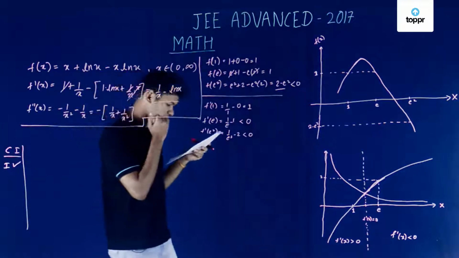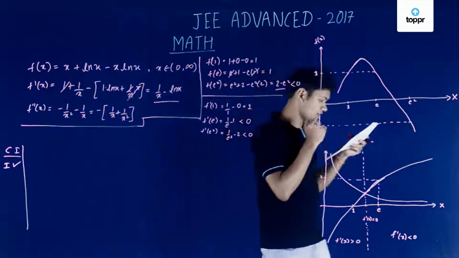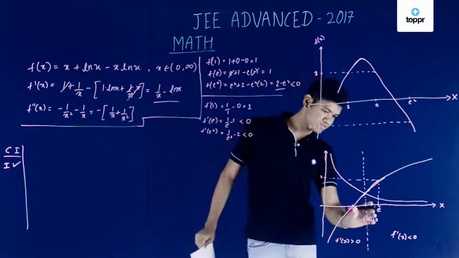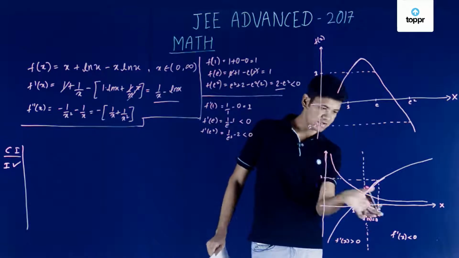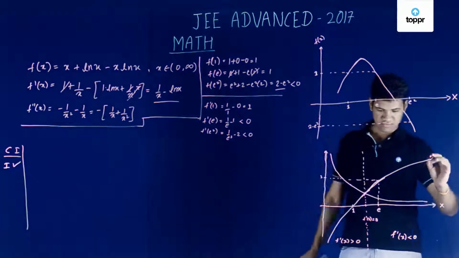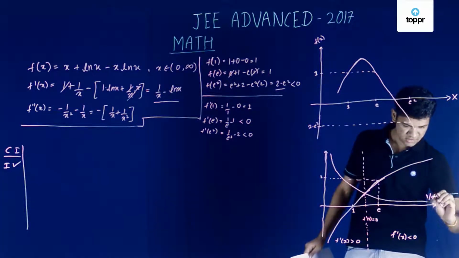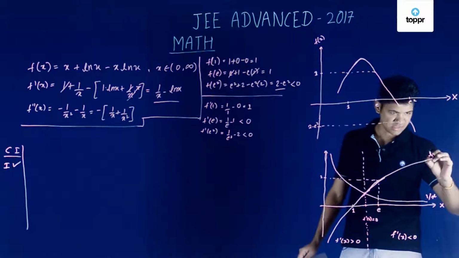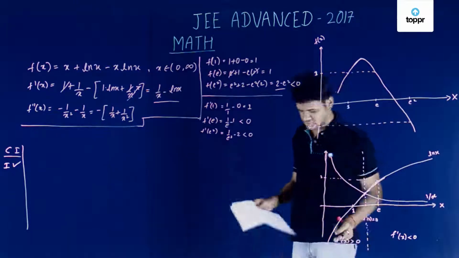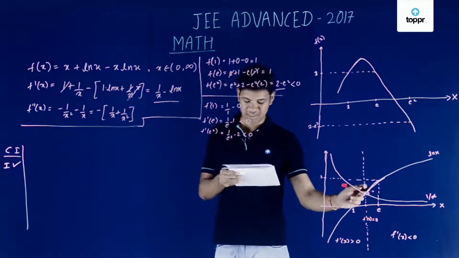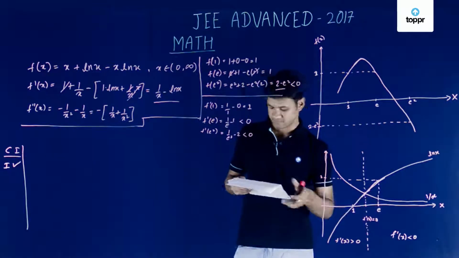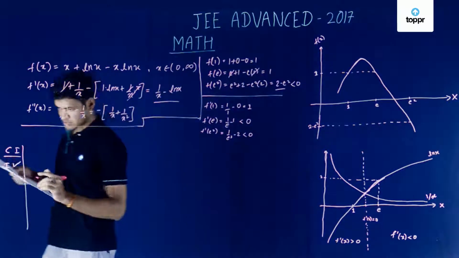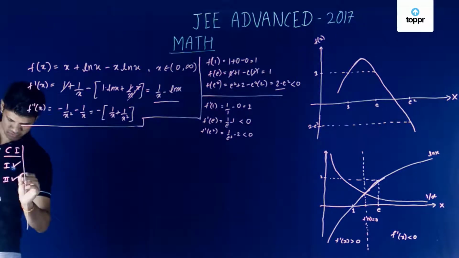Option 2 for column 1 is f'(x) equal to 0 for some x in (1, e). For some x in 1 to e, we have already analyzed that f'(x) will be 0 because the values of these two functions are equal. This function 1/x and this function ln x meet at this point. So basically we are going to have f'(x) equal to 0 for this point, which lies between 1 and e. So the second option is also correct.